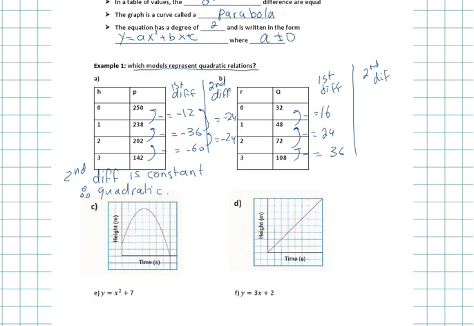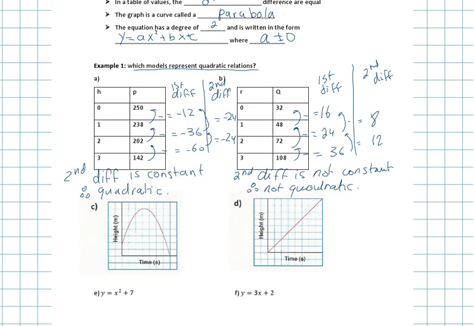If I do the second difference, 24 minus 16, I get 8. And then 36 minus 24 is 12. So the second difference is not constant, right? So that means it's not quadratic. Are we okay with this?